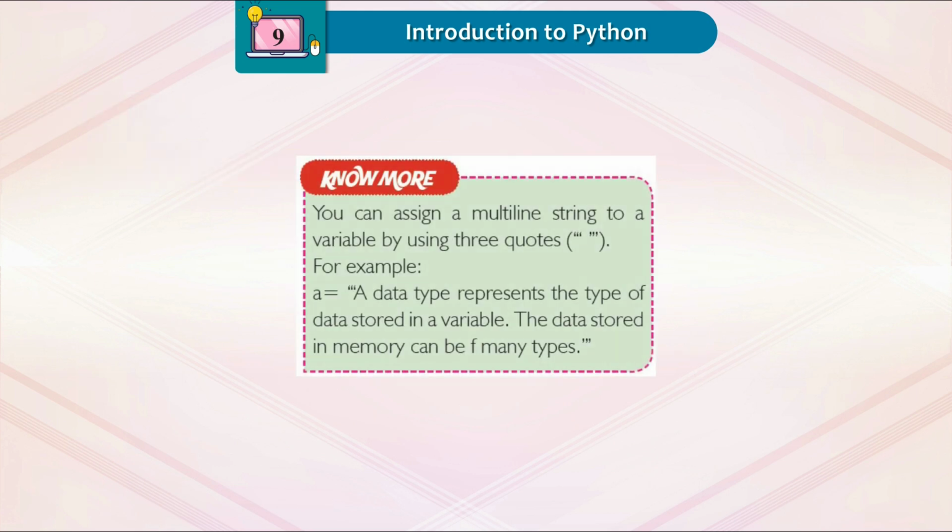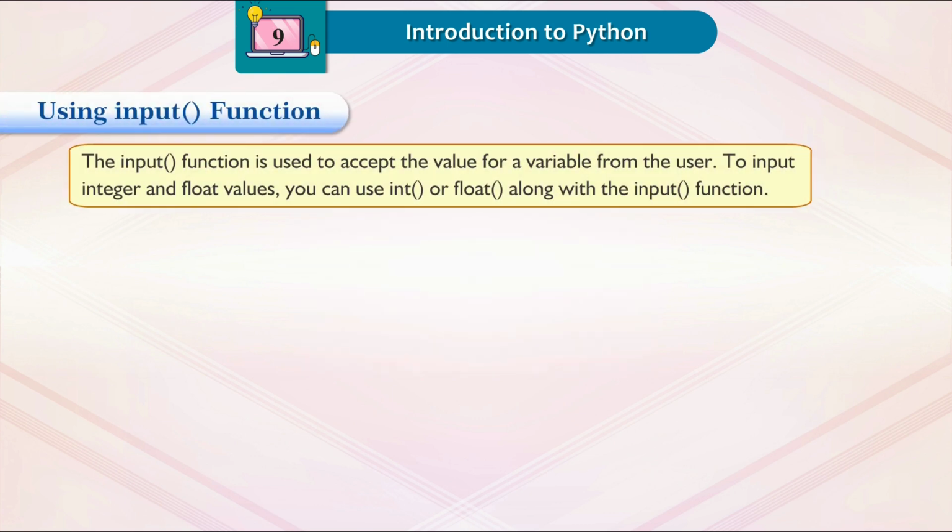Note more. You can assign a multi-line string to a variable by using three quotes. For example, a is equal to a data type represents the type of data stored in a variable. The data stored in memory can be of many types. Using input function. The input function is used to accept the value for a variable from the user. To input integer and float values, you can use int() or float() along with the input() function.